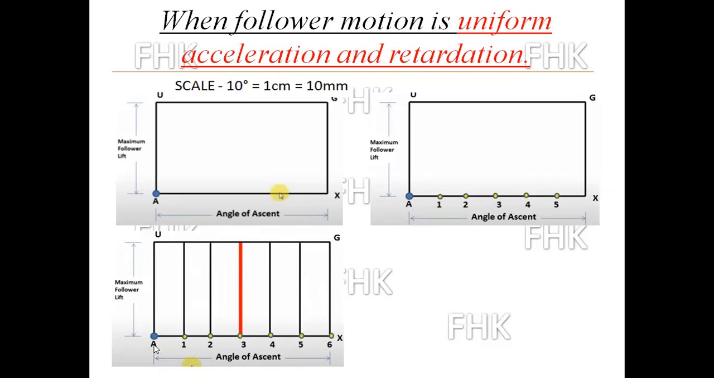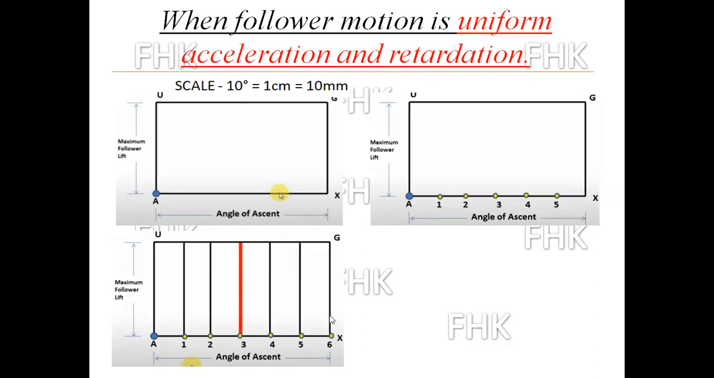So from A to 3, that length is given for acceleration, and from 3 to 6, that length is given for retardation. That's why I draw the line in red color, because uniform acceleration and retardation is given. So uniform distance is distributed from A to 6, and the midpoint I draw in red color.